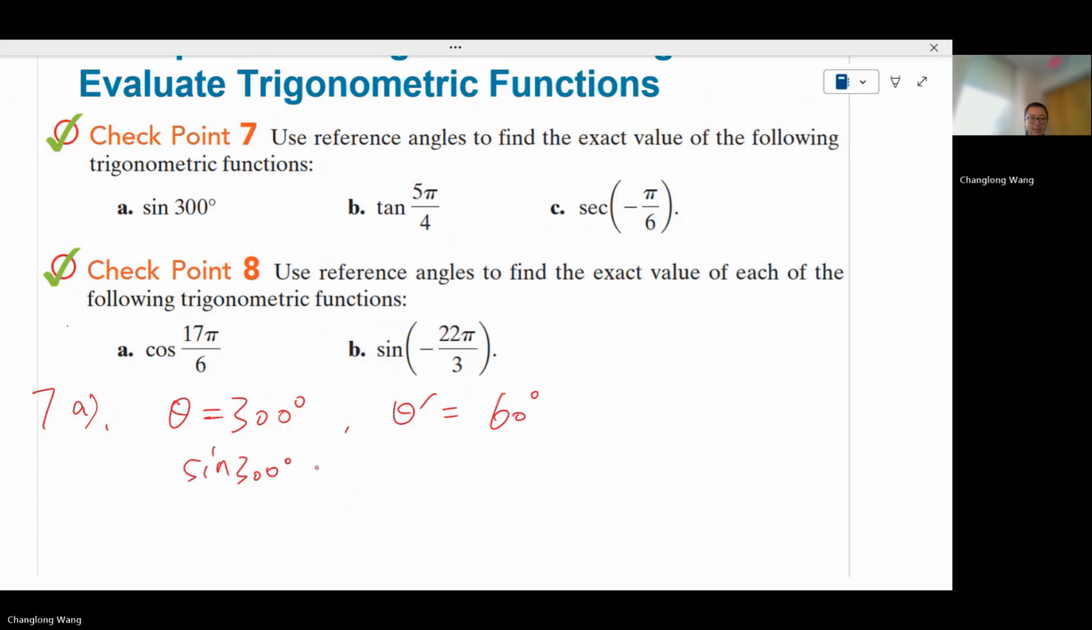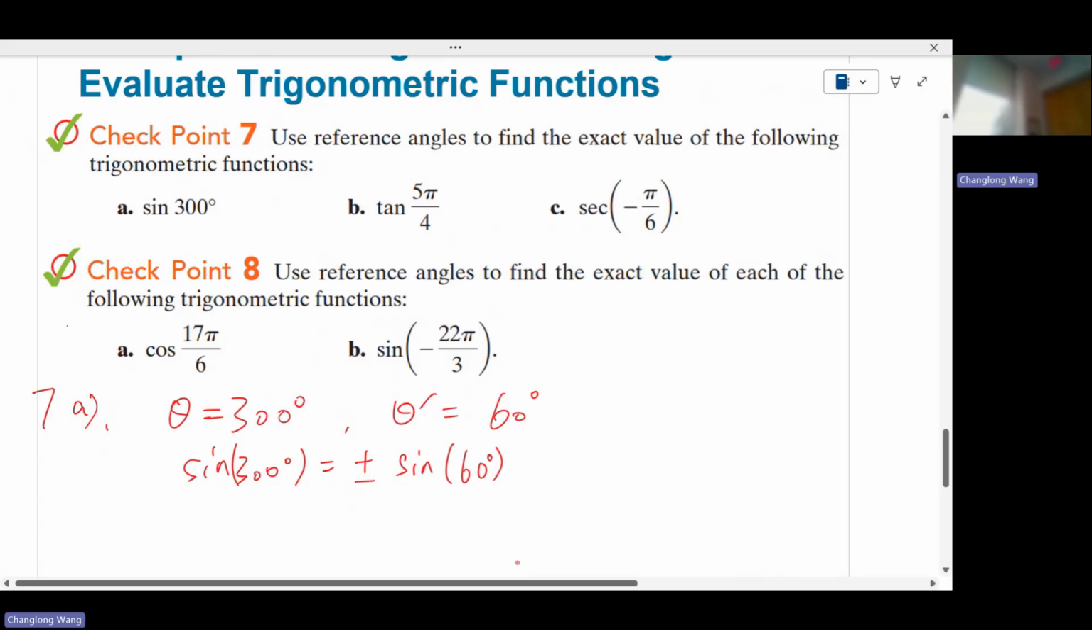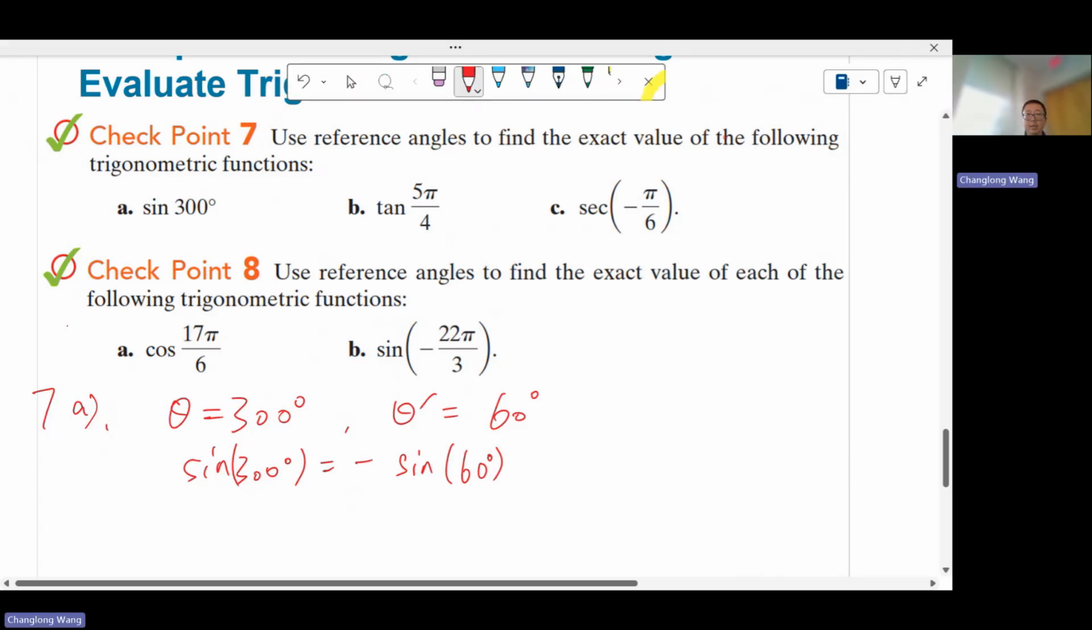sine 300 is pretty much sine 60. But is it going to be plus or minus? That depends on whether sine of 300 should be positive or negative. But 300 degrees is in quadrant 4. In quadrant 4, cosine is positive, but sine is negative. Right? A smart trick, class, right? So that's why you're going to go with negative. See how that figured out the negative sign? Right? Go with the quadrant.